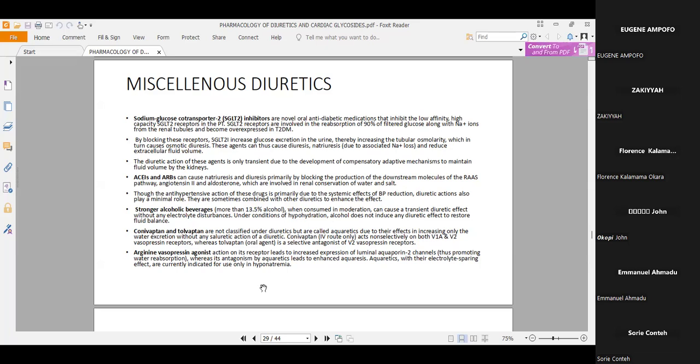ADH, or vasopressin, agonism leads to increased expression of luminal aquaporin 2 channels. So antagonism by aquaretics leads to enhanced aquaresis. That is, there will be enhanced loss of fluid by these agents.